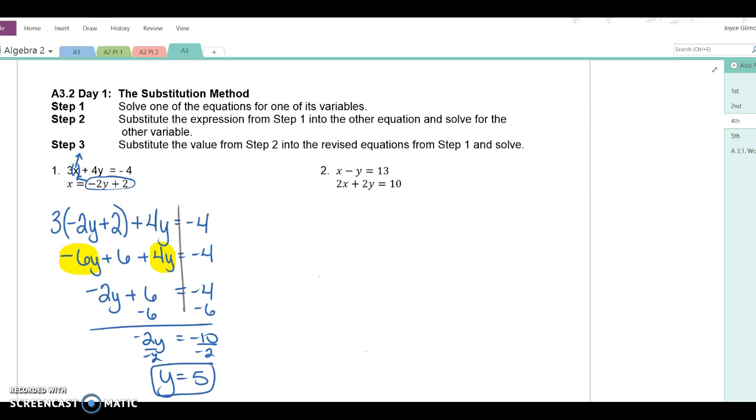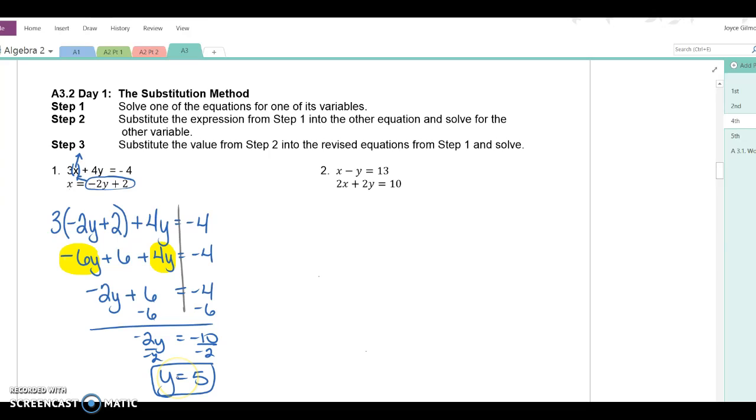The reason that substitution is valuable, by substituting this expression, negative 2y plus 2, in place of the x in the other equation, we are making the equation have only y's in it. If we have x and y, we can't solve the equation. If it's only y's, then we can solve it.